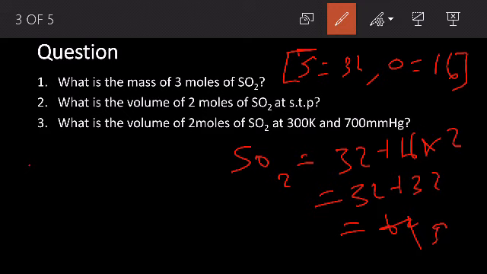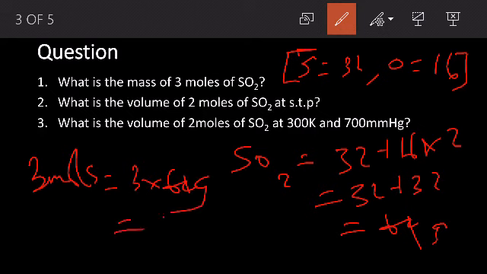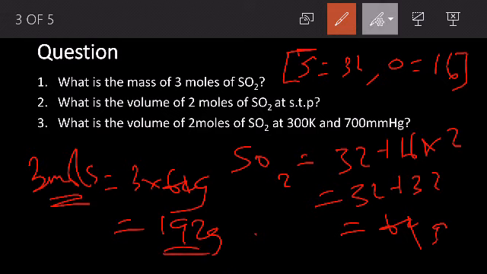Okay, so for 3 moles, remember, to convert mole to mass, you multiply by the molar mass. So 3 moles now means 3 times 64 grams. Okay, so that will give us 192 grams. So that means 3 moles of SO2 is equivalent to 192 grams of SO2.